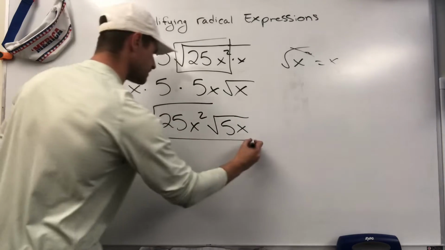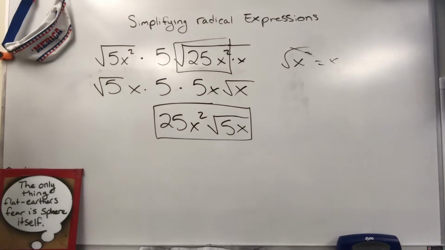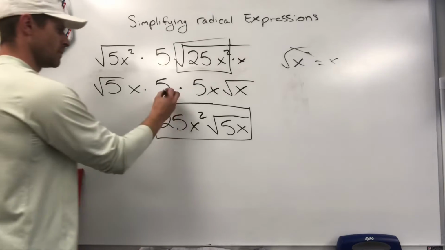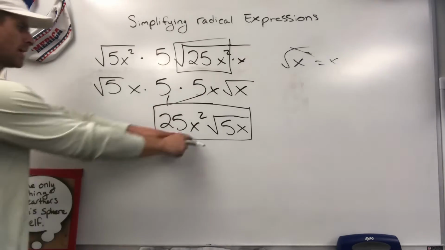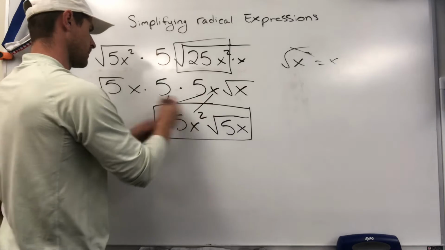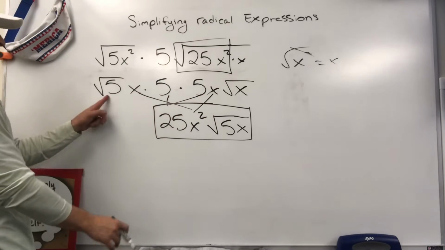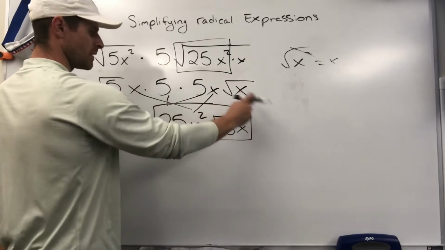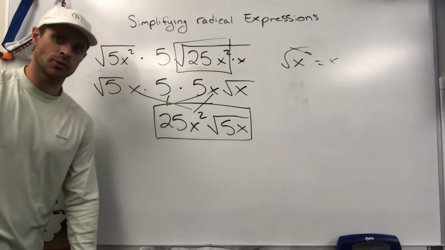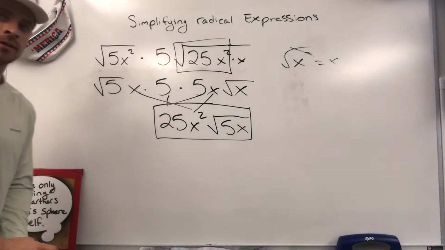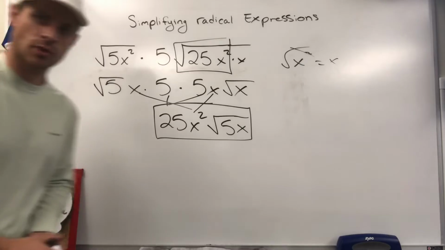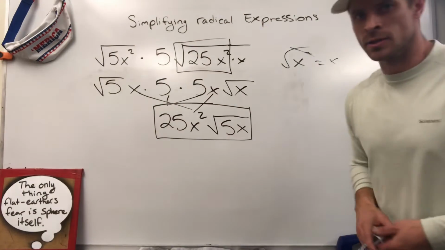Final answer. Where did 25 come from? Boom times boom. Where did x squared come from? And square root of 5, square root of x, needs to stay within the radical because we can't simplify that down anymore. All right, so hopefully that makes sense. Let's go over another example very similar to it. A little bit of magic.